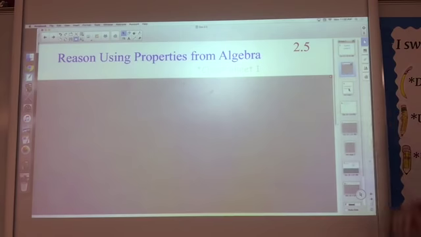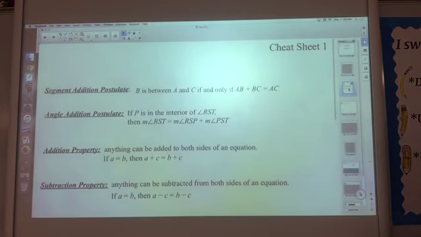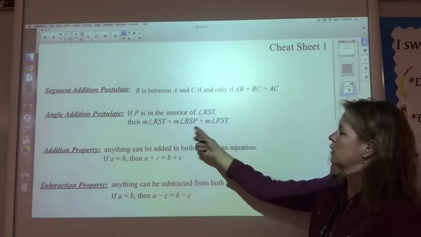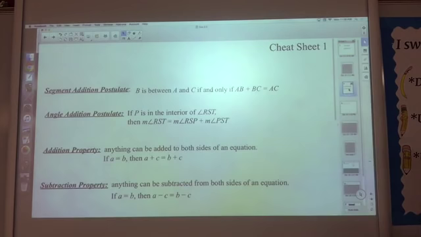If you look at cheat sheet 1, some of the things we're going to address are the segment addition postulate and the angle addition postulate. We already know those from chapter 1, but it's spelled out here. It reminds us that if B is between A and C, there's our if and only if, which means it's true both ways, it's a biconditional, then you can add 2 little segments and make a big segment, or add 2 little angles and make a big angle.